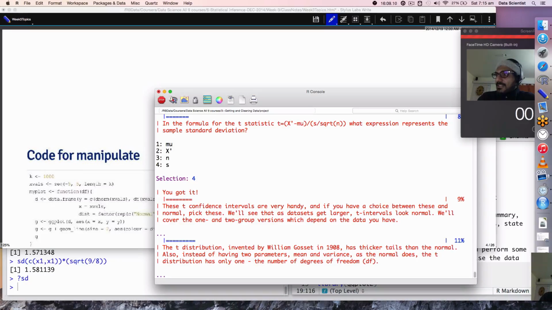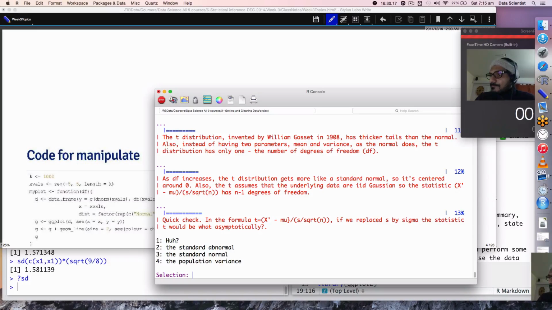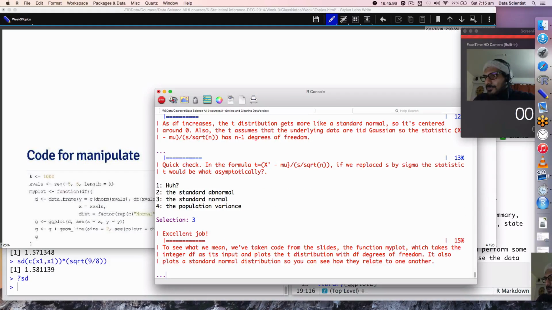The key thing is that they have a thicker tail than the normal distribution, and the degrees of freedom is n minus 1. As the degrees of freedom increase, the T distribution gets more like the standard normal, and it is centered around 0. We already know this. Basically it is the same as standard normal if S is replaced by sigma.